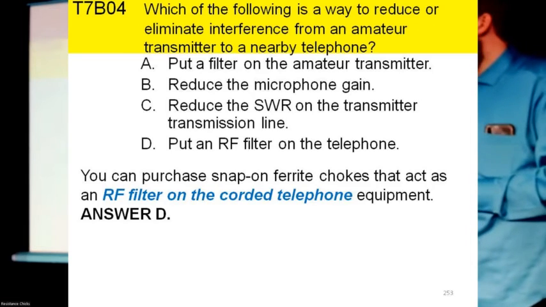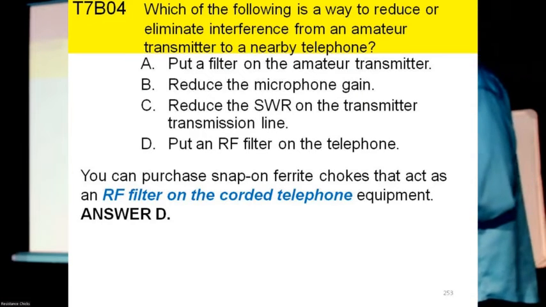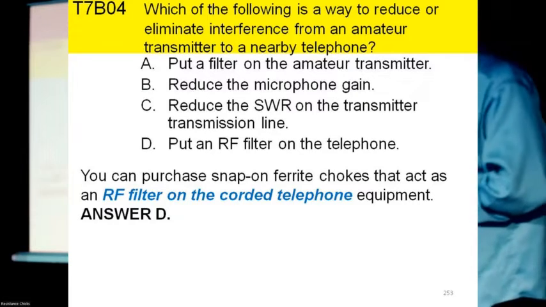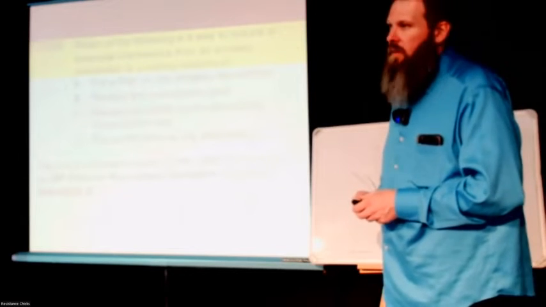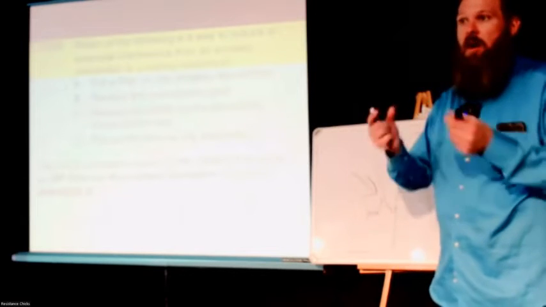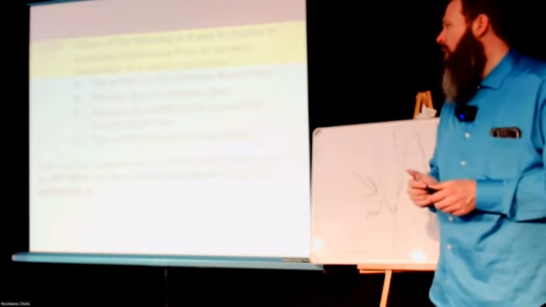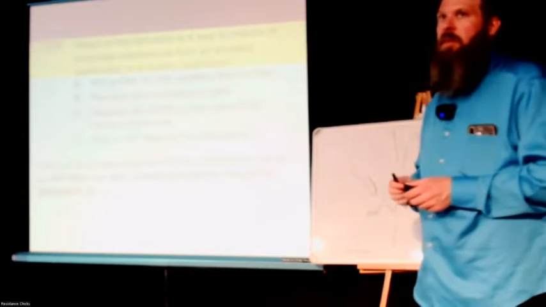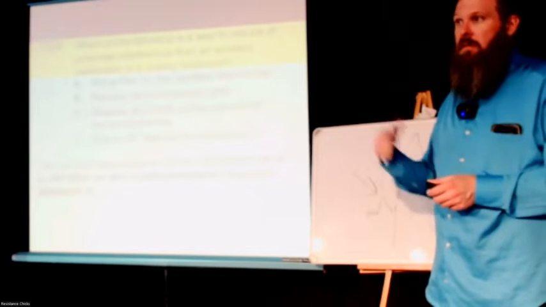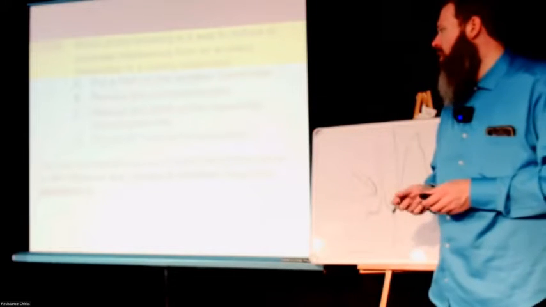Which of the following is a way to reduce or eliminate interference from an amateur transmitter to a nearby telephone? Put an RF filter on the telephone. In fact, you can buy telephone cords that already have those RF chokes installed on them. And if you have DSL internet service, which a lot of people don't have anymore, but if you do, they give you telephone lines, cords with that already installed.